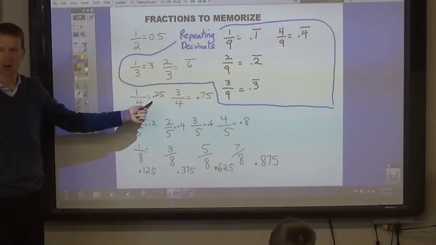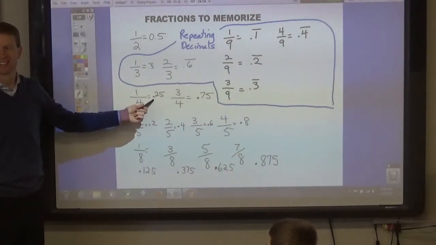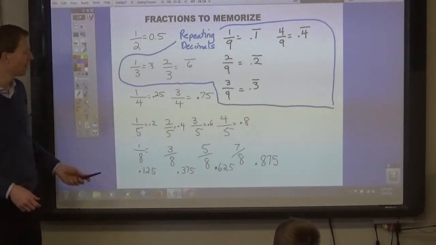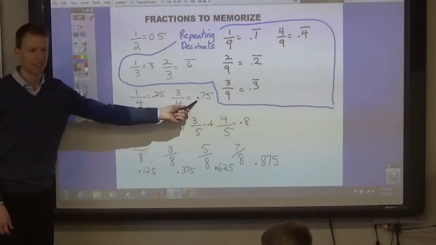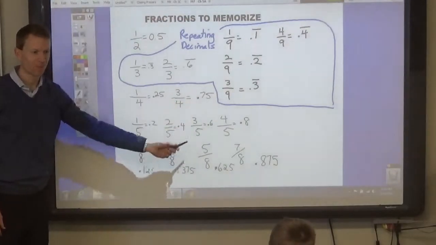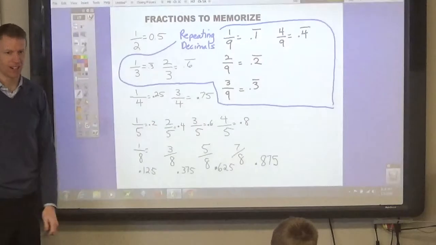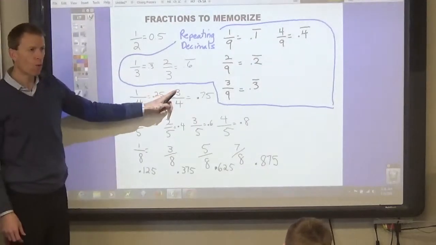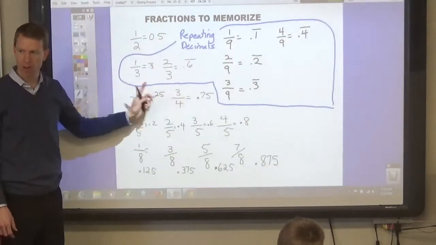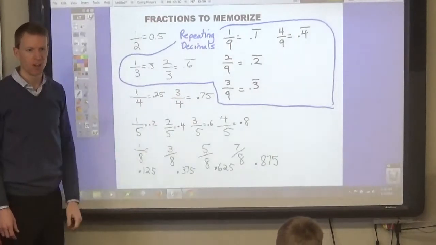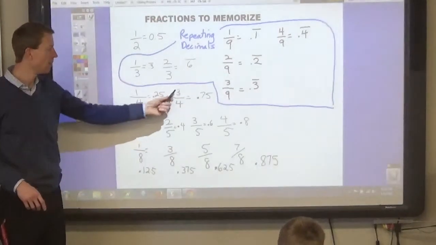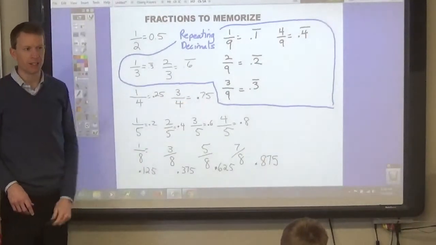You have to memorize that one. That would be 0.25, okay? 25 hundredths. 3/4. Johnny. The one I'm pointing at. 0.75, yep. That's how you can remember the fourths, is quarters. 1/4 is 0.25. 3/4, 0.75.